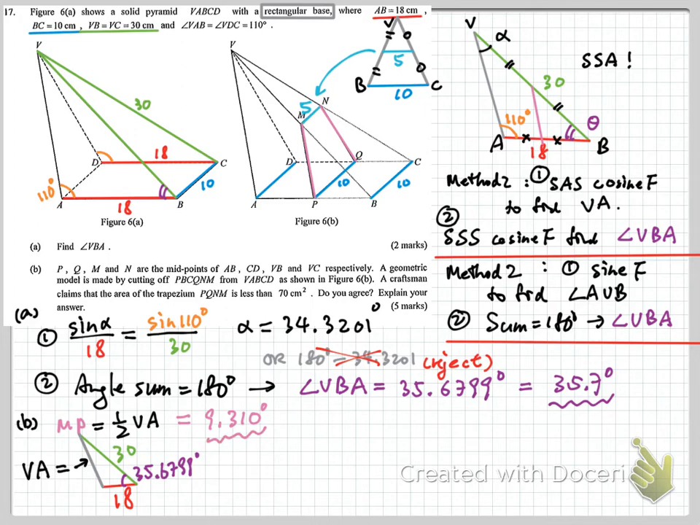So now with MP, we have the complete trapezium. The trapezium will be like this. The baseline is 10, the top line is 5, and the two slanted lines will be the same because it is left-right symmetric. So this is 5 on top, this is 10 at the bottom. All we need to do now is calculate the area of this trapezium. If it is less than 70, then the claim is correct. Otherwise, it is wrong.